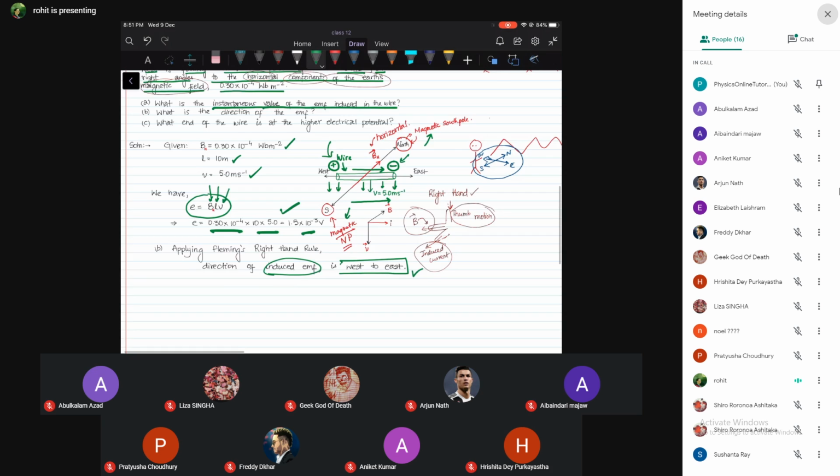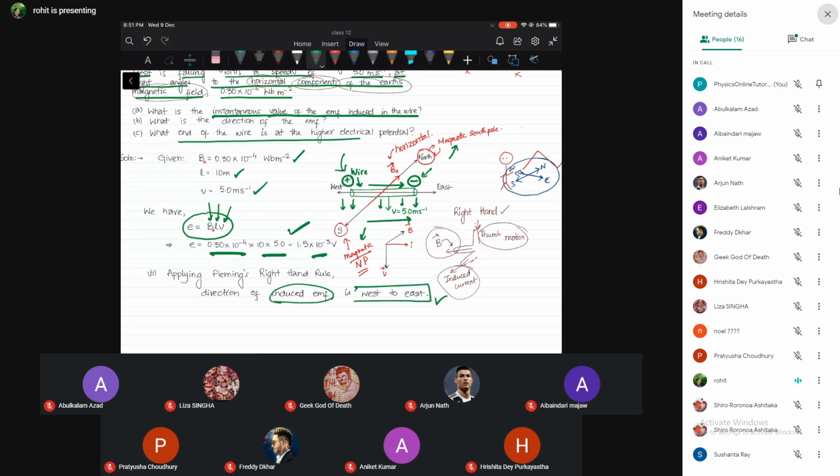Which end of the wire is at higher potential? You can easily tell me, right? Which one is at higher potential? The west must be at higher potential and the east must be at lower potential. So this is a very typical problem that they have given. Whenever they give you this kind of question, with a rod or something that is moving in a magnetic field, apply motional EMF rules, and that is what you're going to do. I hope this part is clear.